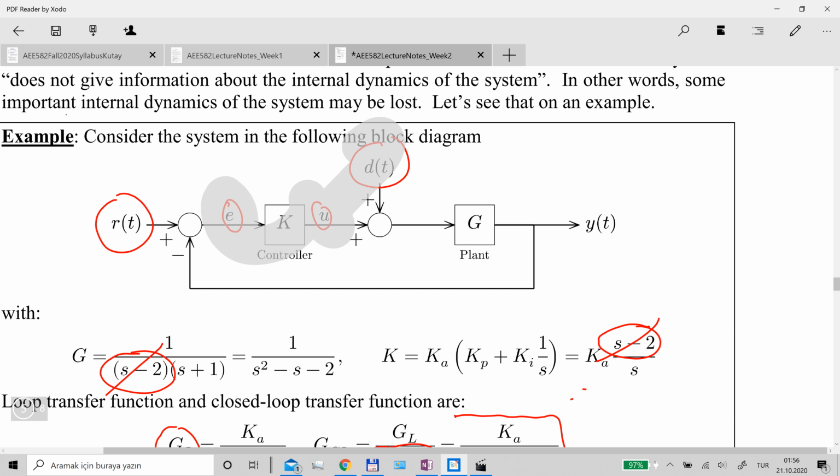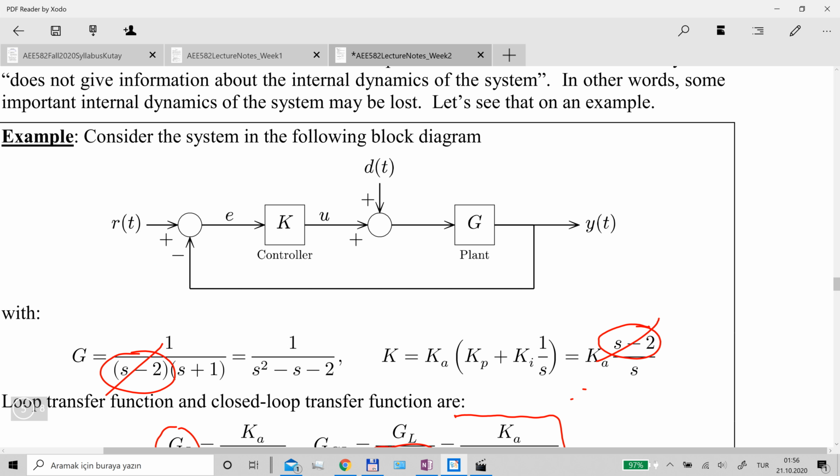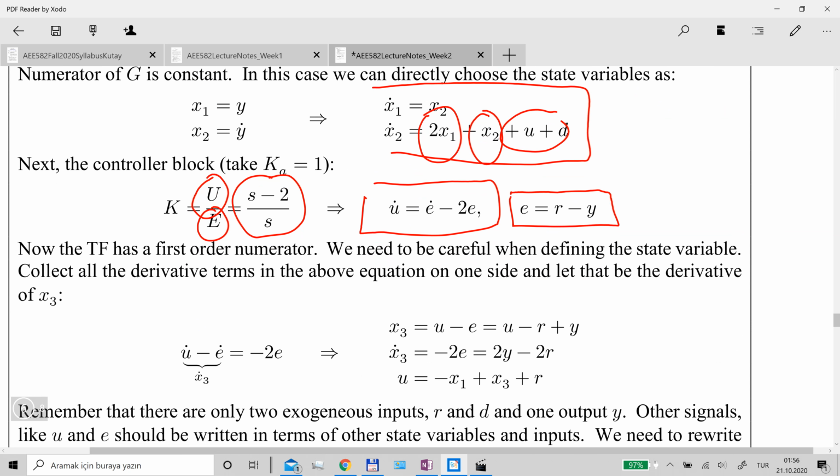Unless I'm trying to write the transfer function from some internal signal to some other signal. In that case, obviously, that internal signal should be present. But otherwise, when you're writing the state space model for this system, you should only use the external inputs to the system in your state space model. Okay, so let's come back here.